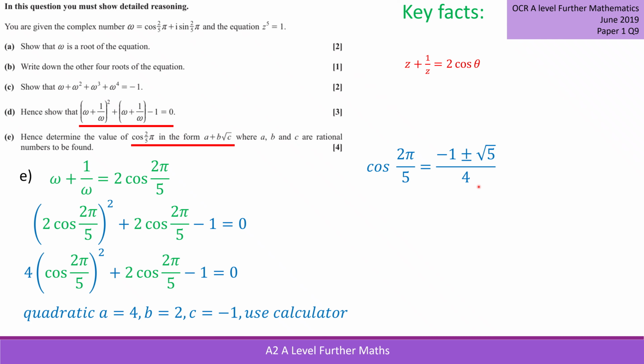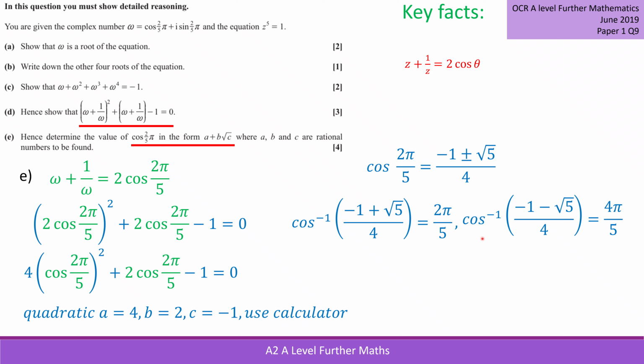Now we need to check which of these answers is right, because we've got a positive answer and we've got a negative answer. So if we work out cos to the -1 of this, the answer should be 2 pi by 5. So we're going to check that out. We're going to look at cos to the -1 of -1 plus root 5 over 4. The answer is 2 pi by 5. But let's see what happens when I put a minus in there. If I do cos to the -1 of -1 minus root 5 over 4, I get the answer of 4 pi by 5. And we want the answer of 2 pi by 5.